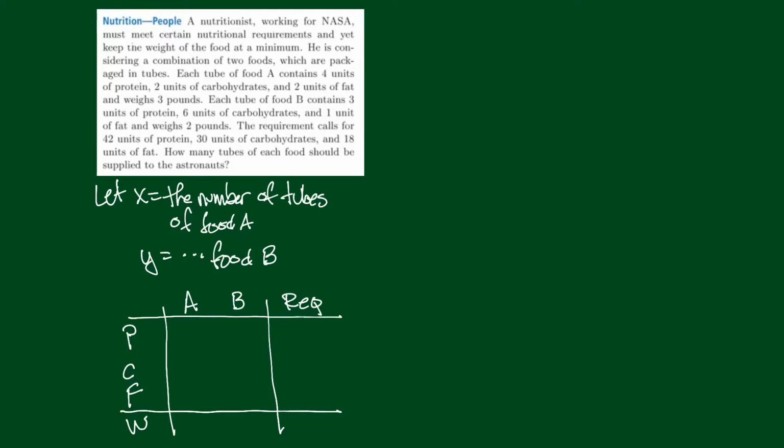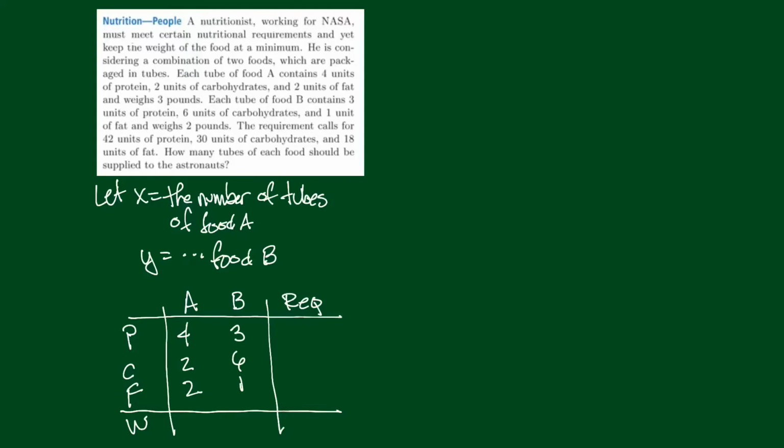What do we know about A? Down here in the matrix, for A, what do we know? Each tube of food A contains 4 units of protein, 2 carbs, 2 fat. So these numbers are going to be 4, 2, and 2. And for food group B, down here, we've got 3 units of protein, 6 units of carbs, 1 unit of fat. So what do we have? 3, 6, and 1.